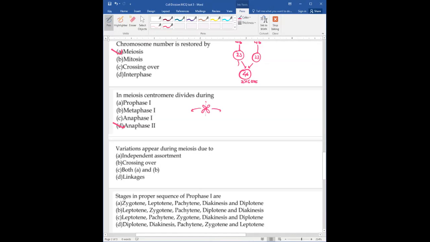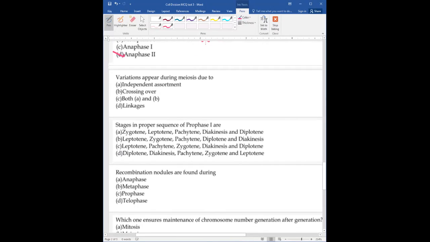Can anybody quickly tell me? Anaphase 1, what did split? Chiasma. Very nice, Kanaka. Yes, the chiasma had split. Okay. In anaphase 2, your centromere splits. Okay. Next thing, variations appear during meiosis due to, yes.